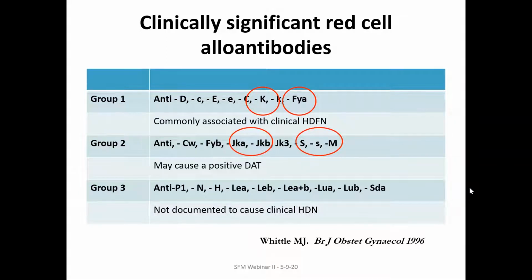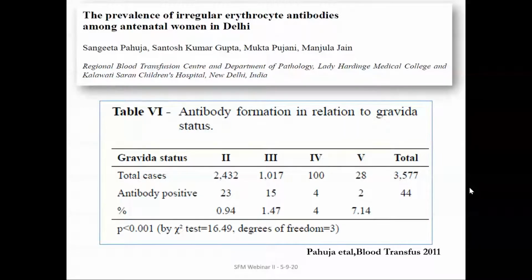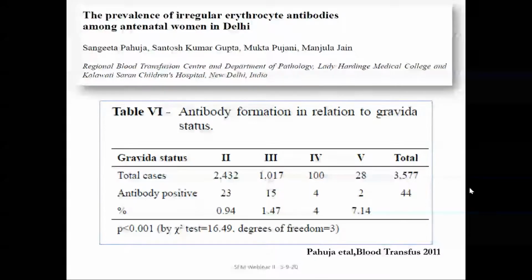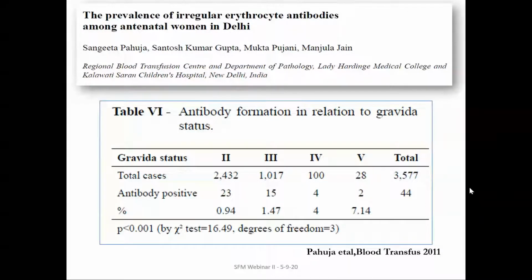So our particular patient was lucky because she had a very weak antibody, but there are rhesus positive mothers who could have a positive ICT and in whom the antibody could be strong enough to cause fetal hemolysis. Now, the other point that we need to understand is that the same study from Delhi said that with every subsequent pregnancy, the chances that you might encounter one of these irregular erythrocyte antibodies keeps on increasing with every successive pregnancy.